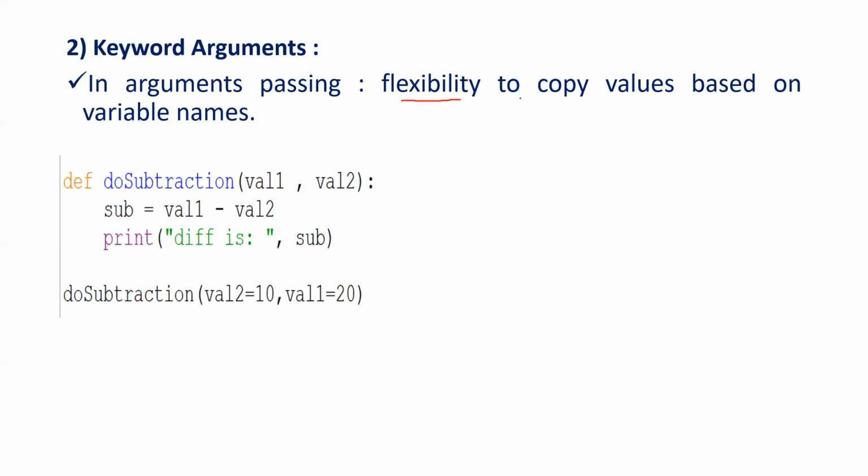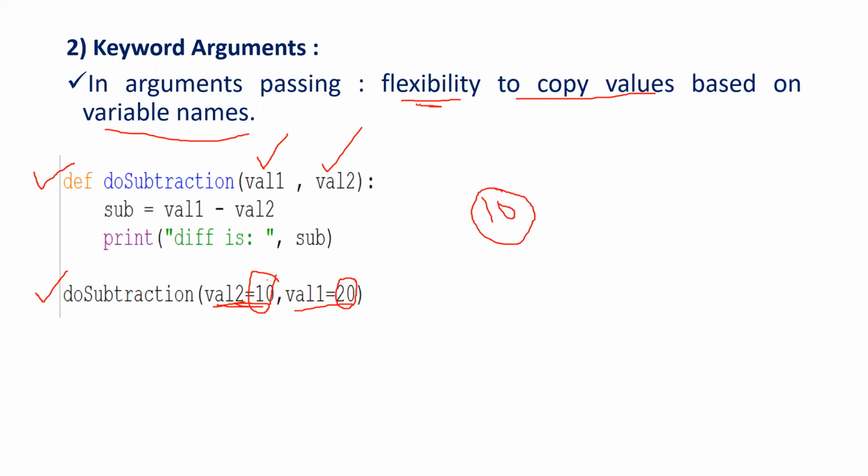Now let's look at the keyword arguments. Here it gives the flexibility to copy the values based on variable names, which means, see this here, this is function calling and this is function definition. Now whenever I am passing the values 10 and 20, they will not be copied in order. They will be copied based on variable name. We may think this 10 will be copied into value 1. This is not the case because here 10 is associated with value 2, then this 10 will be stored into value 2 only, and this 20 will be stored into value 1. Now whenever I perform value 1 minus value 2, which means 20 minus 10, I will get the result as 10. Here we get the flexibility to copy the values based on variable names.